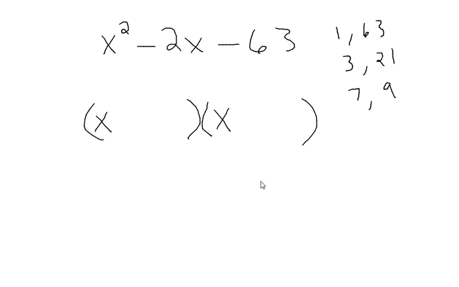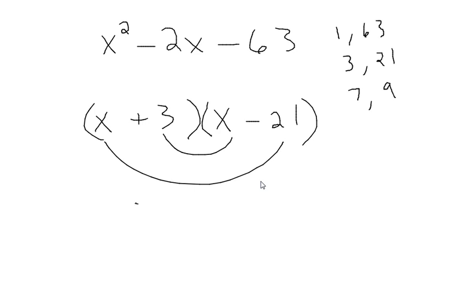I start putting them in. If I put in a plus 3 and a minus 21, and I check my O and my I, I'm going to get negative 21x plus 3x. That does not give me a minus 2x. Remember that I'm trying to get my O and my I to give me a negative 2x. So I would erase that.